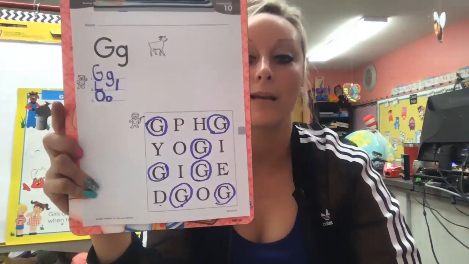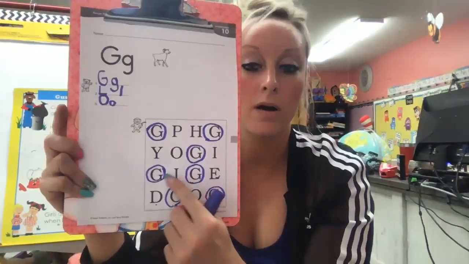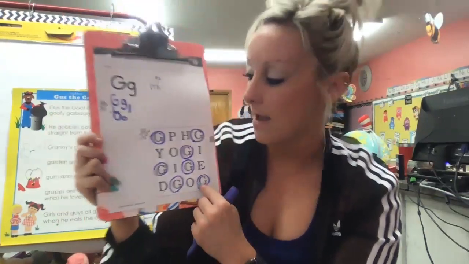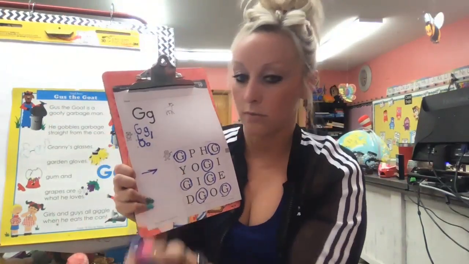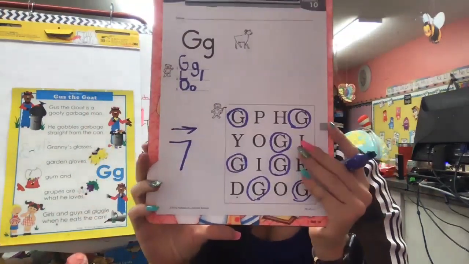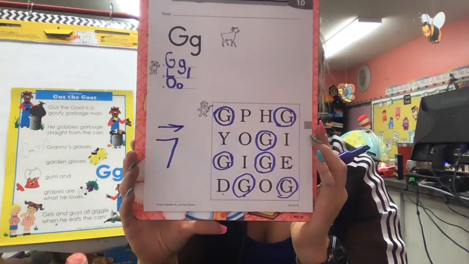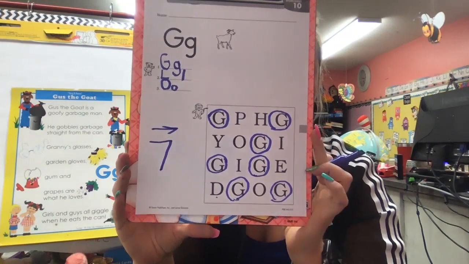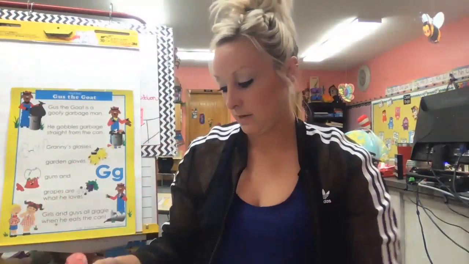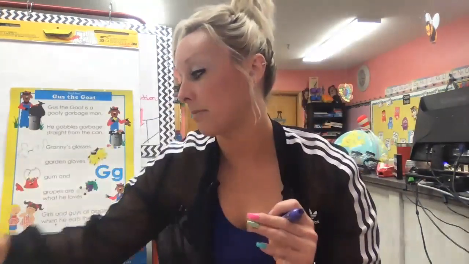Remember, your paper should look exactly like Miss Elmore's paper. 1, 2, 3, 4, 5, 6, 7. I'm going to pull over to the right, across and down. This is my number 7. There were 7 capital or big G's. Very good job. Remember, leave these in your folder. Miss Elmore is going to look to make sure that you followed along and that yours looks exactly like mine.